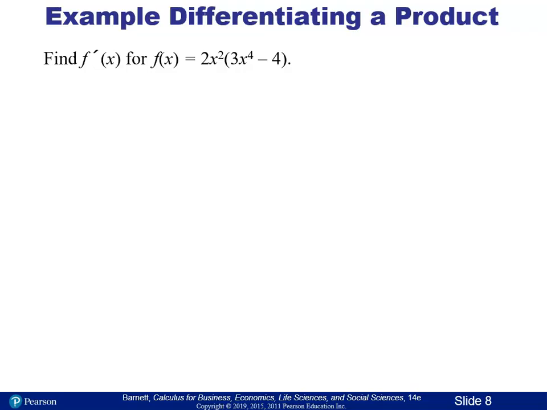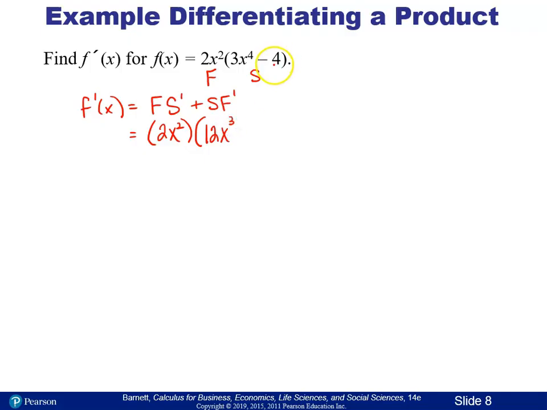All right, so let's see how all this applies. If this is my first function and this is my second function, then by the rule that says f prime of x is equal to f s prime plus s f prime, our first function is 2x squared. And then the derivative of our second function is going to be, the derivative here would be 4 times 3, which is 12x to the third. The derivative of minus 4 is 0. Okay. Then we're going to put plus the second function.